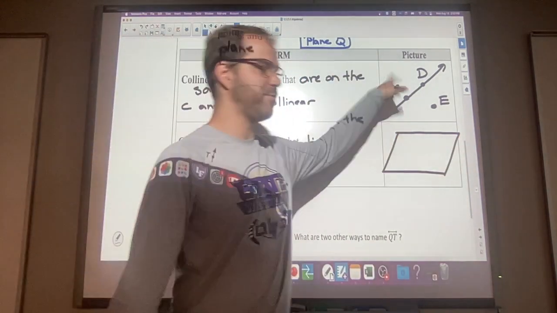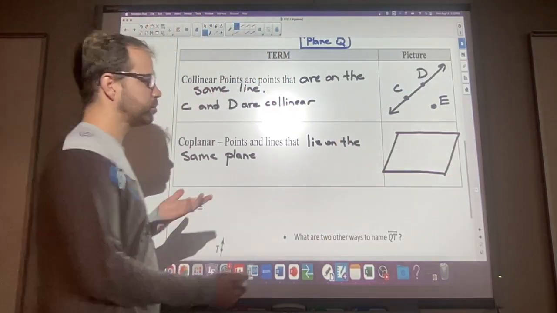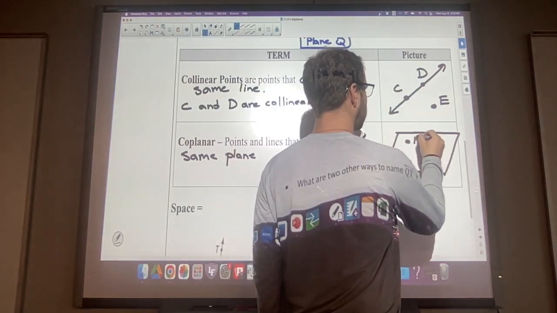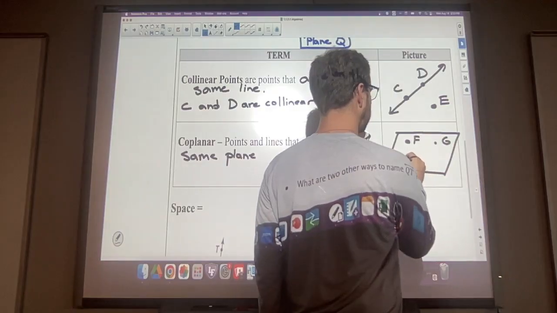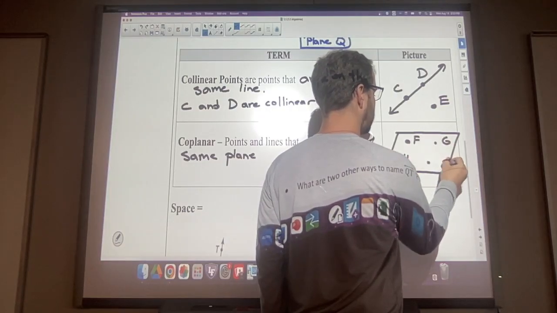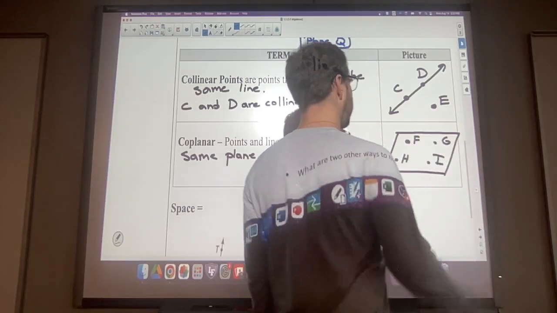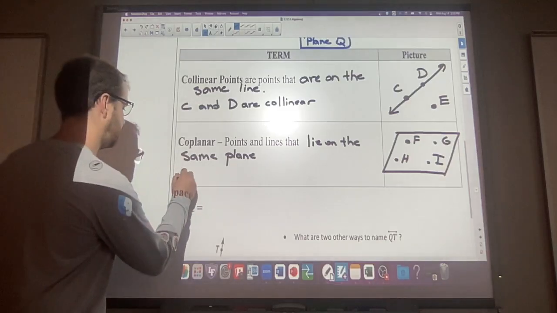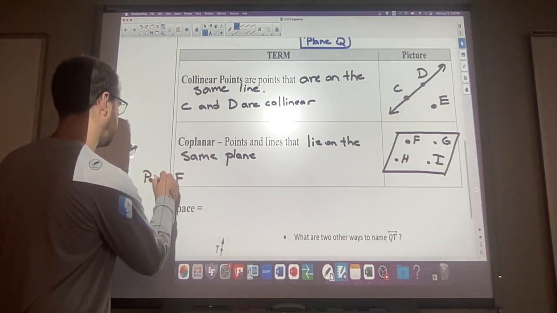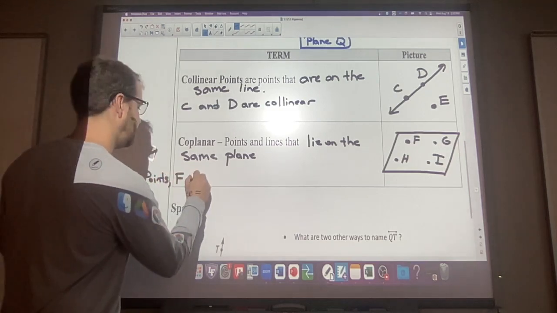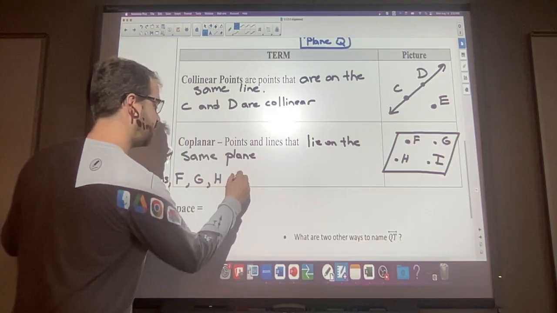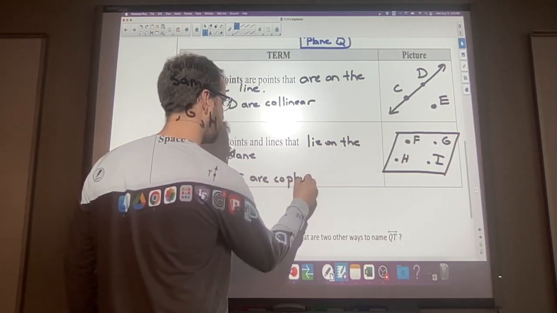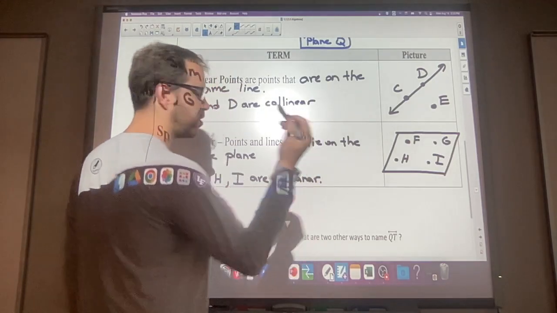Imagine that all these edges go out forever. Okay, so we could say that, let's say we got F, G, H, and I. Points F, G, H, and I are coplanar because they're on the same plane. Once again, draw it to the best of your ability.